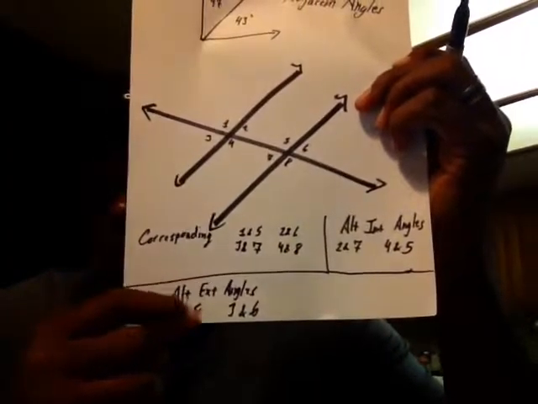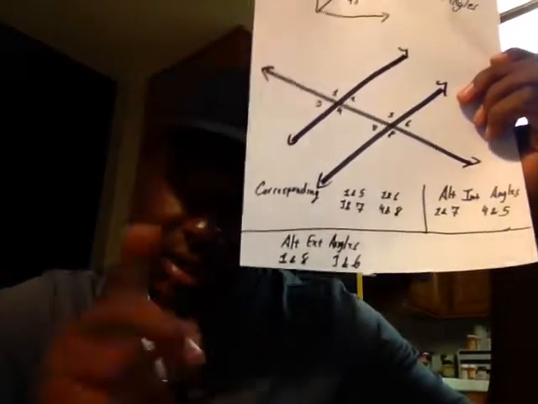Alright, and then we have alternate exterior angles. EXT angles. And that would be the ones on the outside, and then of course across from each other, okay? So that would be 1 and 8, and 3 and 6. I didn't plan that. 1 and 8, 3 and 6. Cool beans? Cool beans.